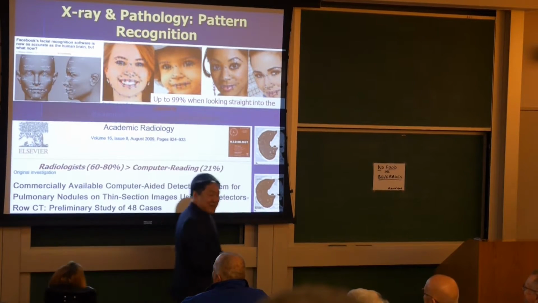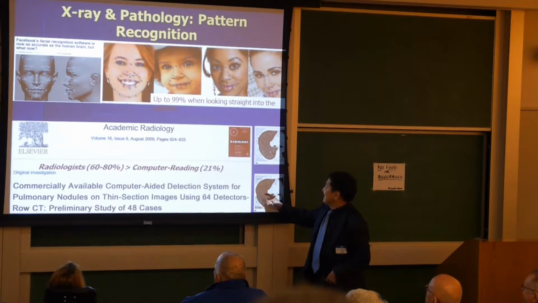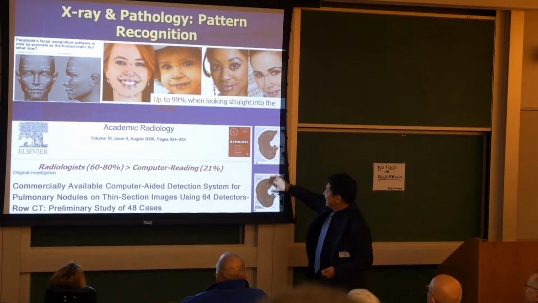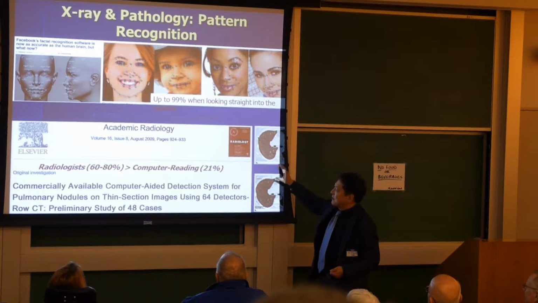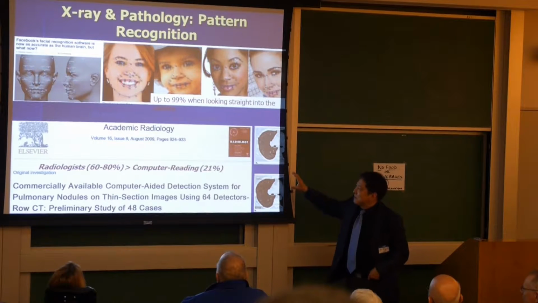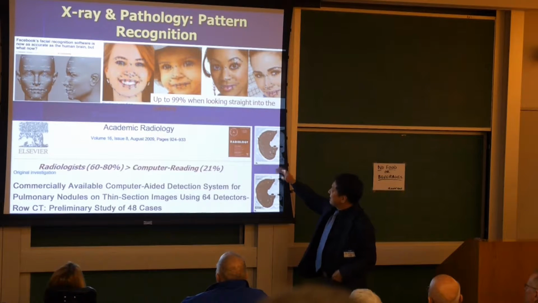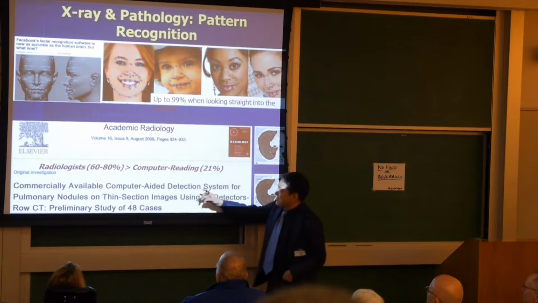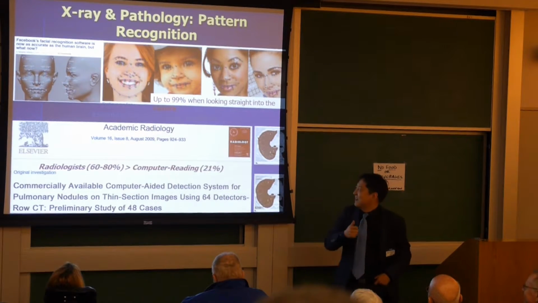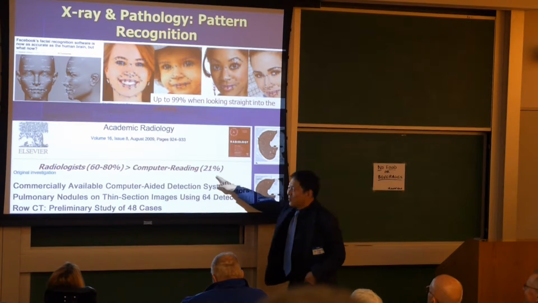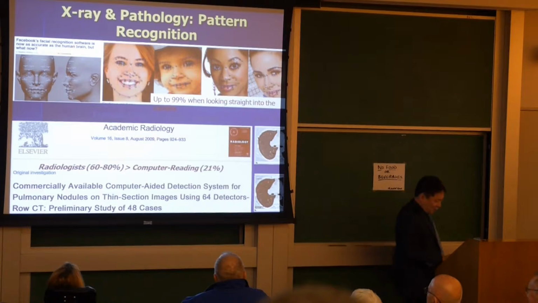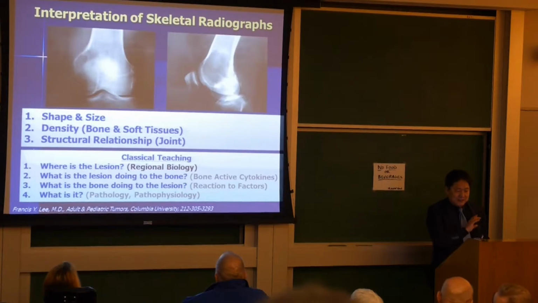However, in medicine, there was some contest. Radiologists read the CT scan of the lung, and at the same time, a computer read the CT scans. Because there are some anatomic and physiologic aspects, actually the radiologist is the one. They are accurate about 60 to 80% of the time, while the computer alone was 21%. So I will show you what to look for in X-rays.